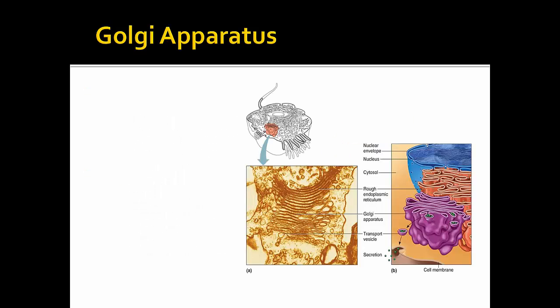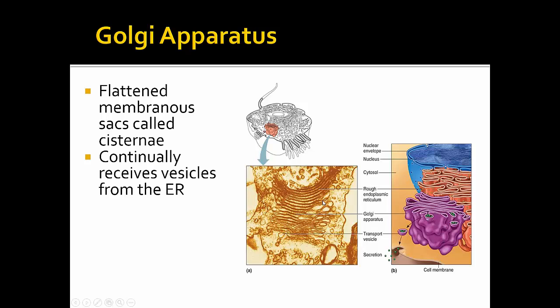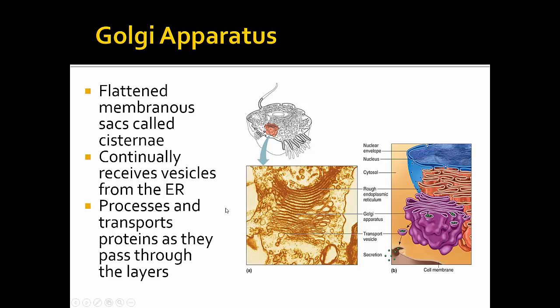The Golgi apparatus: the structure is flattened membranous sacs called cisternae. It's right here, usually off the end of the endoplasmic reticulum. It looks a lot like it, but it's a little smaller. It is continually receiving vesicles from the endoplasmic reticulum. So substances go into the endoplasmic reticulum, proteins are made, they move through the tubular transport system, and they go into the Golgi apparatus. The Golgi apparatus then processes and transports the proteins as they pass through the layers.